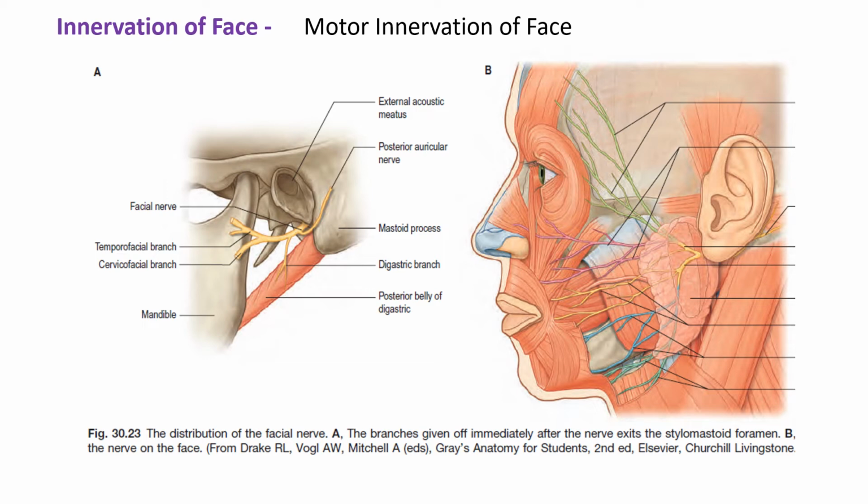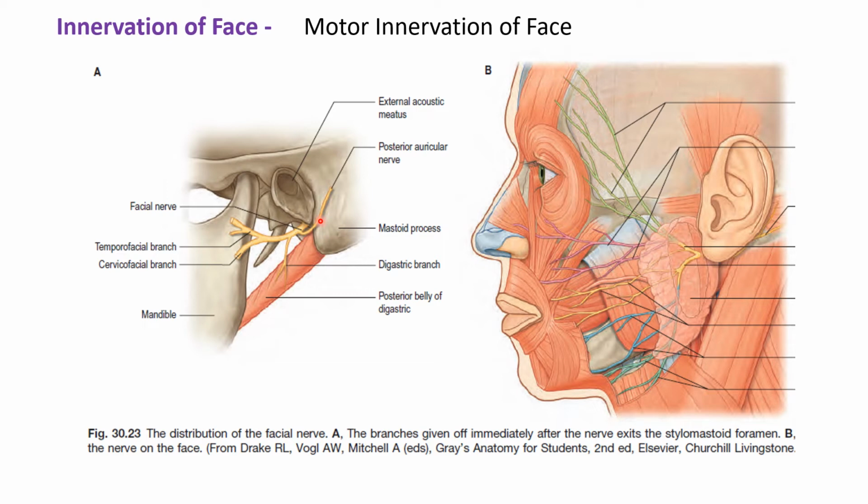The motor innervation is going to be supplying the muscles. So the muscles of the face, the muscles of the scalp, and the rudimentary muscles which are present of the auricle. We can't move our auricle except some people. We are unable to move our auricle like the elephants do. All these muscles are supplied by the facial nerve.